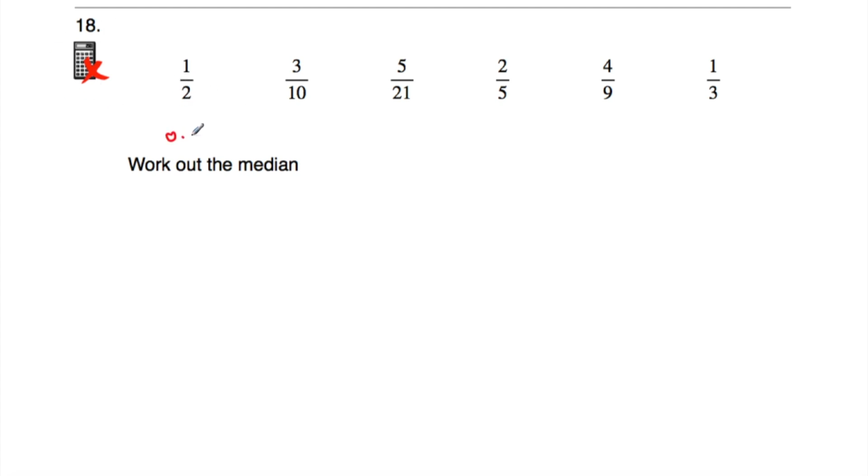So a half is 0.5, 3/10 is 0.3, 5/21, well, I don't know that one off by heart, so I'll just leave that one for the moment. 2/5 is equal to 0.4. 4/9 is equal to 0.444, and so on. And you can just use your bus shelter method to get that if you want to. You could do 4 divided by 9 and you just do a decimal point and some zeros.